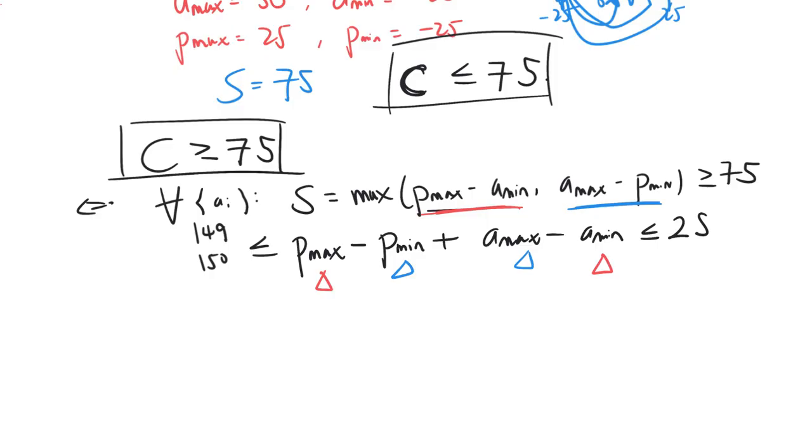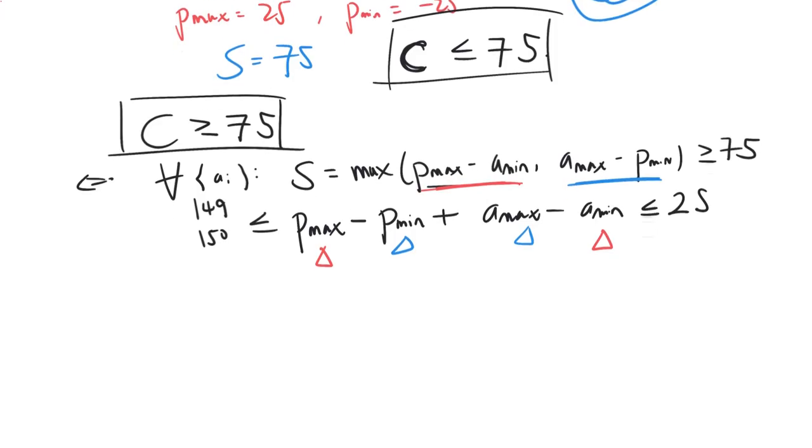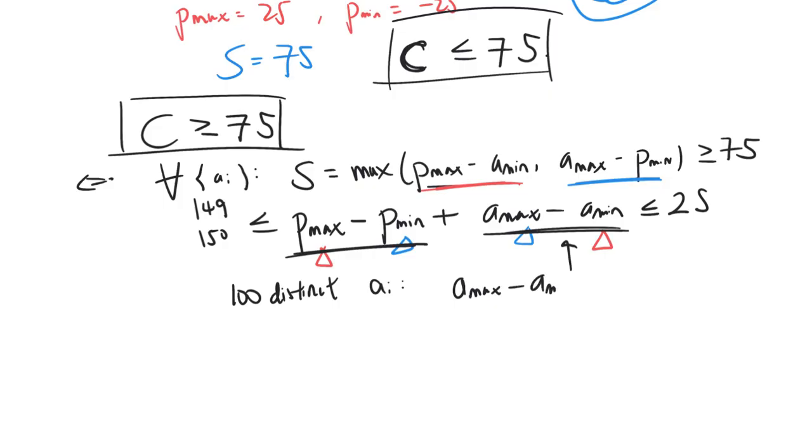So what we're going to do is consider this component by component. Basically we just did a regrouping. So let's first look at A max minus A min. The very obvious observation to make is that since there are 100 distinct AI, we know that A max minus A min is at least 99, because they're distinct and they're integers. Even if you put them all together, you have that their difference is at least 99. You have like 100 consecutive integers.